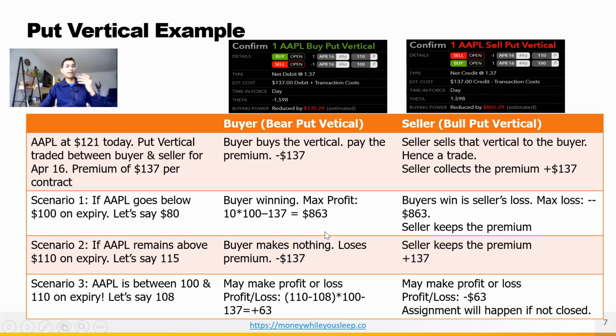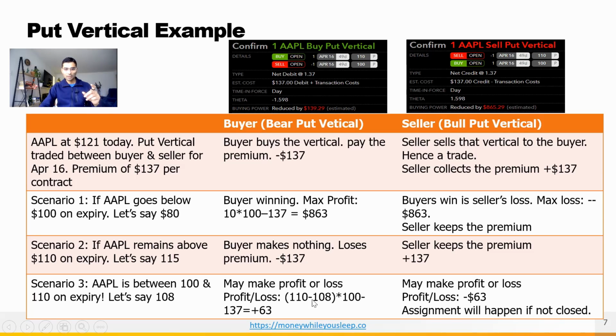So in this case, buyer is not going to make any money. In fact, he will lose premium of $137 and seller will keep that money. Okay. Again, the third interesting scenario where Apple will be between 100 and 110 on expiry. Same case, buyer or seller can make profit or loss depending on stock price.